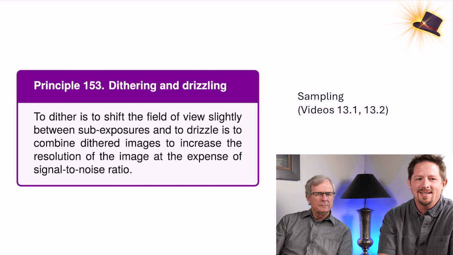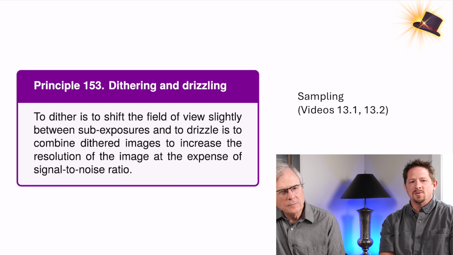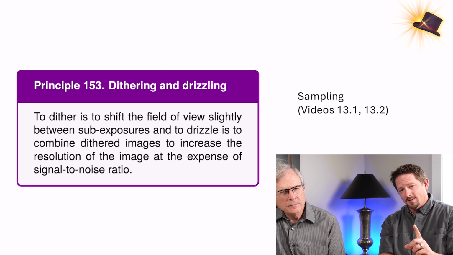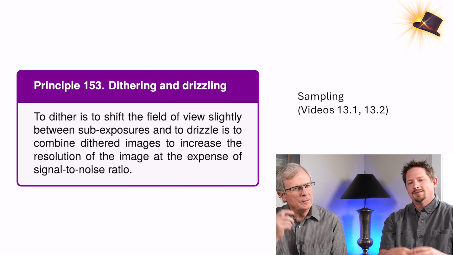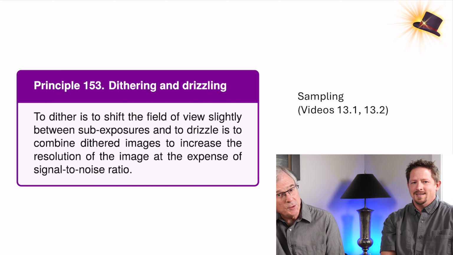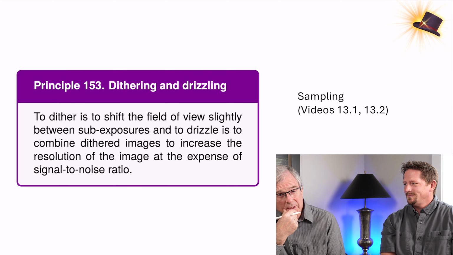To dither is to shift the field of view slightly between sub-exposures, and to drizzle is to combine dithered images to increase, in some cases, the resolution of the image at the expense of signal to noise. So you can do a one-time drizzle and not lose signal to noise. But you're almost always going to increase the resolution at least a little bit.